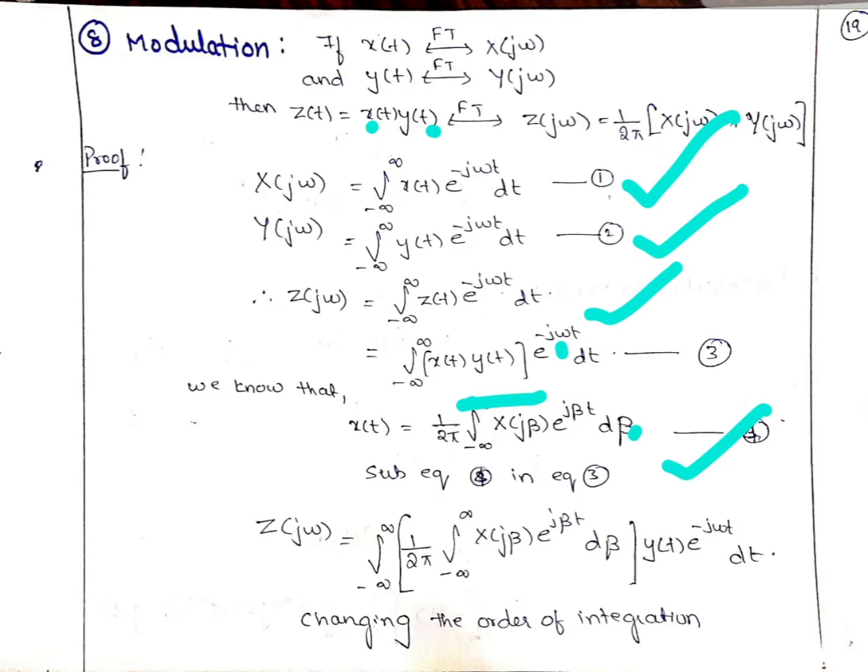Now substituting equation 4 in equation 3, we get Z(jω) equal to the integral from −∞ to +∞ of 1/2π, and one more integration from −∞ to +∞ of 1/2π X(jβ). Now changing the order of integration, we'll collect the beta terms, and the Y(jω) terms aside.